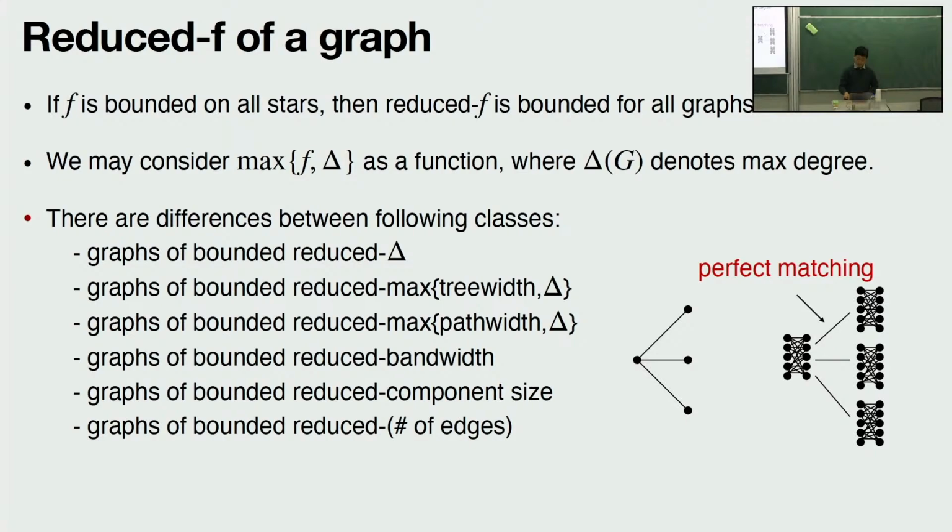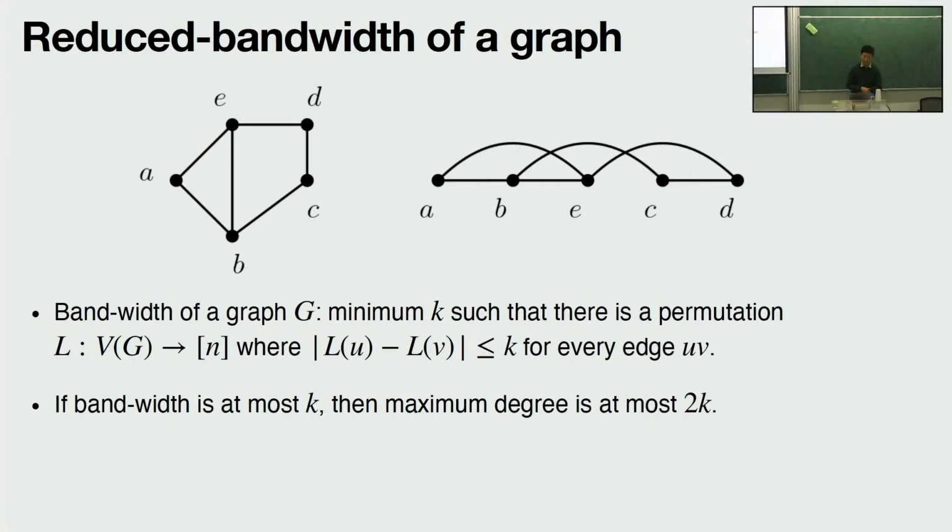But we are focusing on the reduced bandwidth, because bounded bandwidth will give a bounded maximum degree. So in this paper we focus on the reduced bandwidth. So what is bandwidth? The bandwidth of a graph is the minimum k such that there is a permutation of the vertices such that if you look at the edges, then the endpoints lie within k vertices.